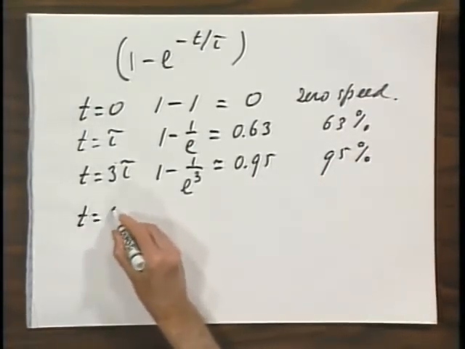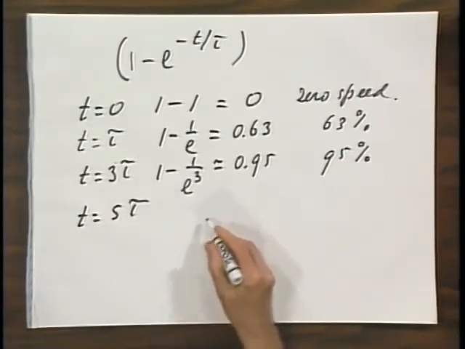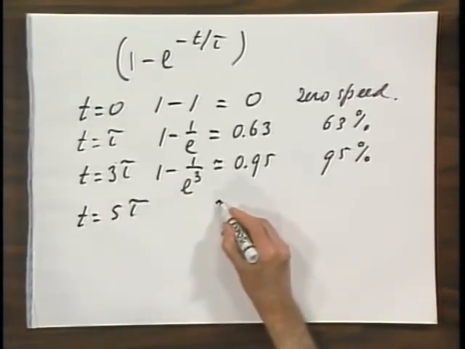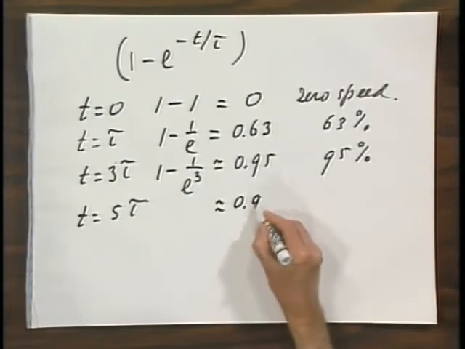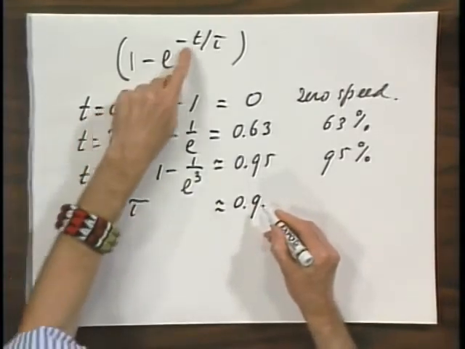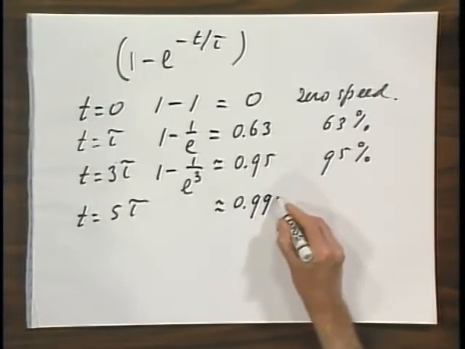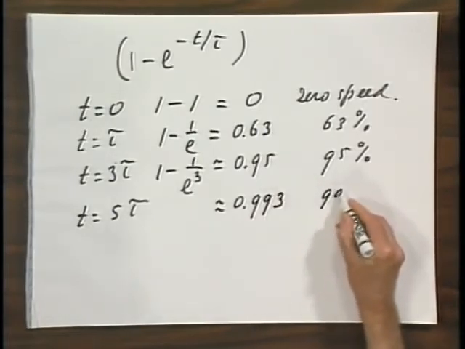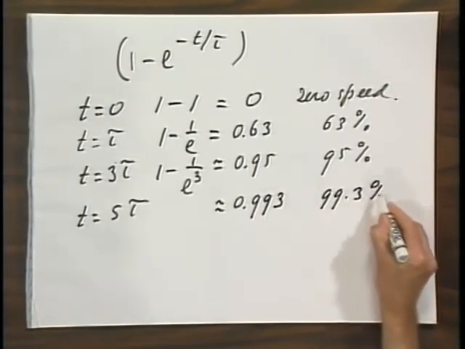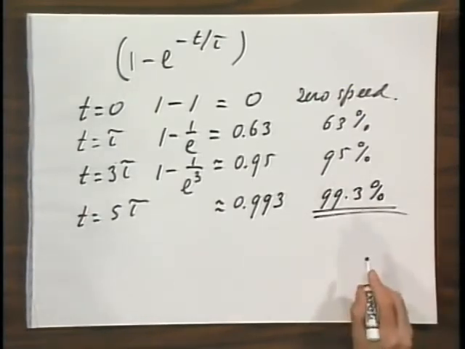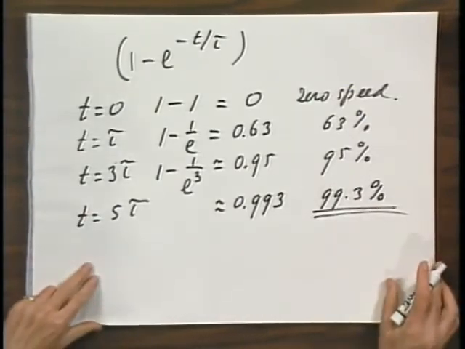Let's go to 5 tau. Well, you do your homework and you will find that the value of 1 minus e to the minus t over tau is now 0.993. So you are at 99.3% of the terminal speed. So how long do you have to wait now to reach the terminal speed? Well, you would have to wait infinitely long.